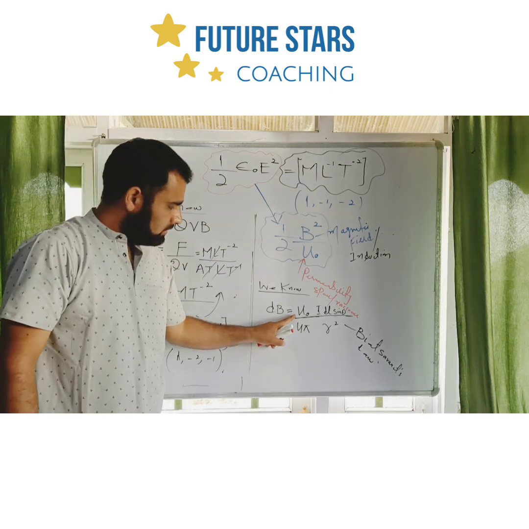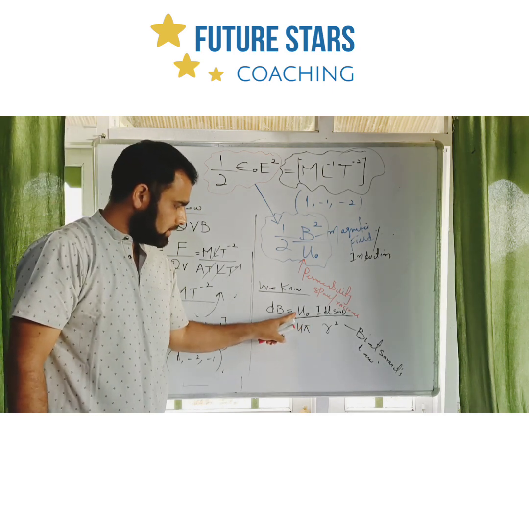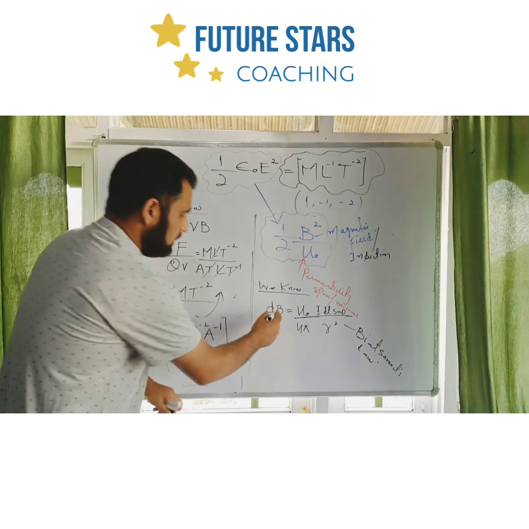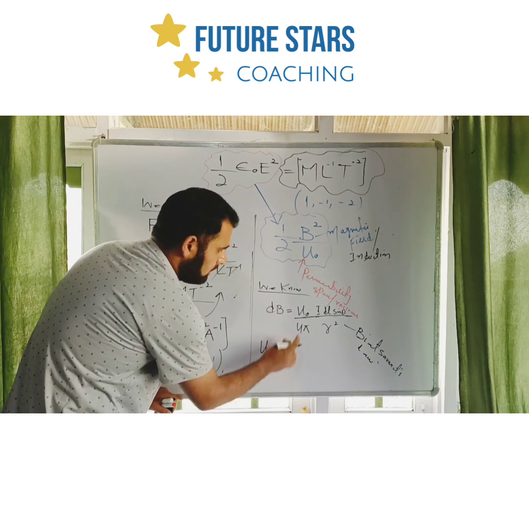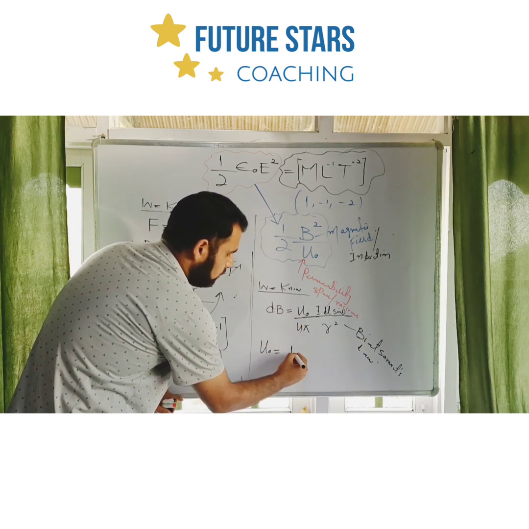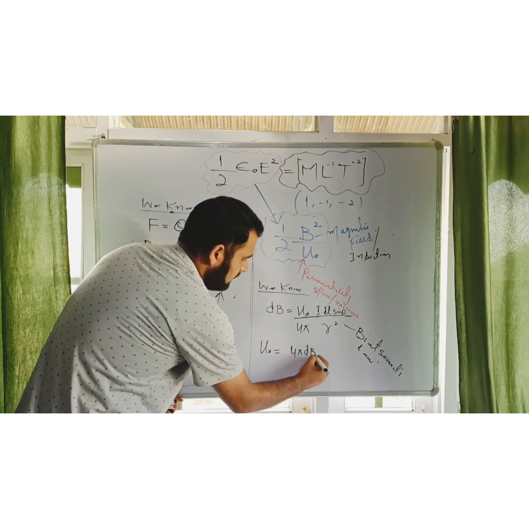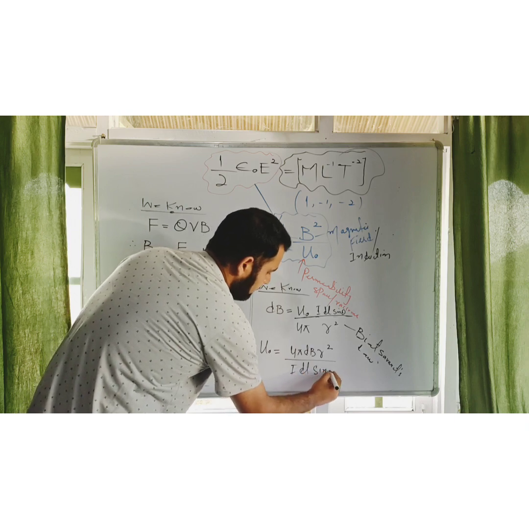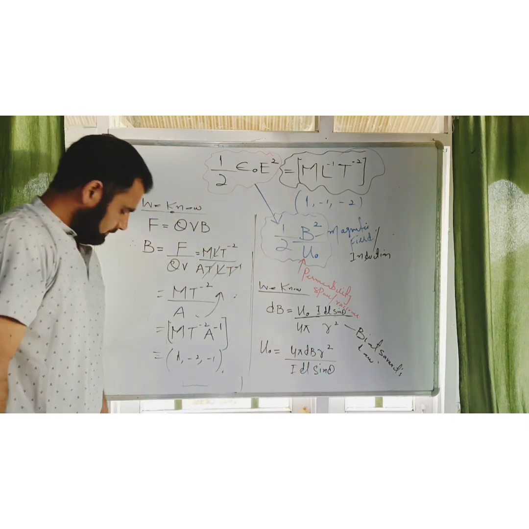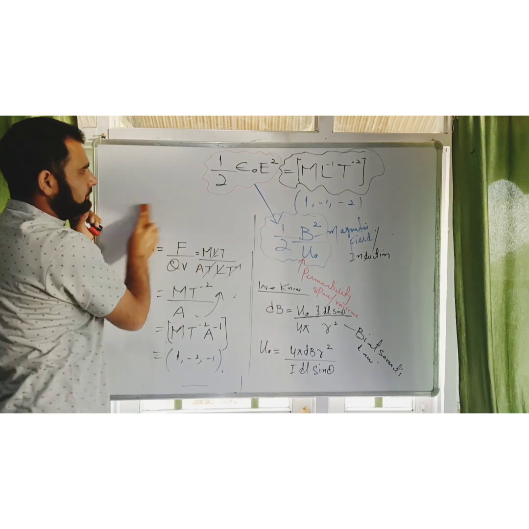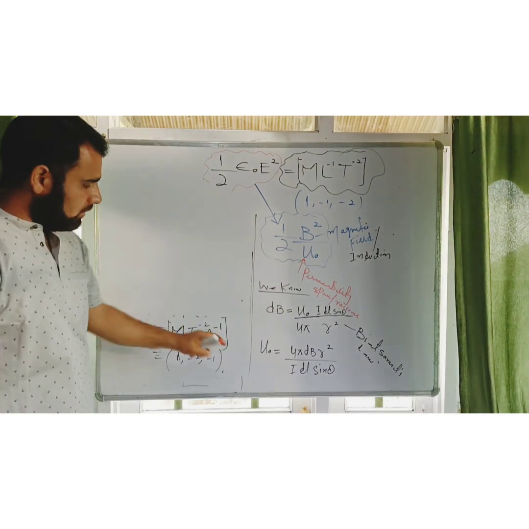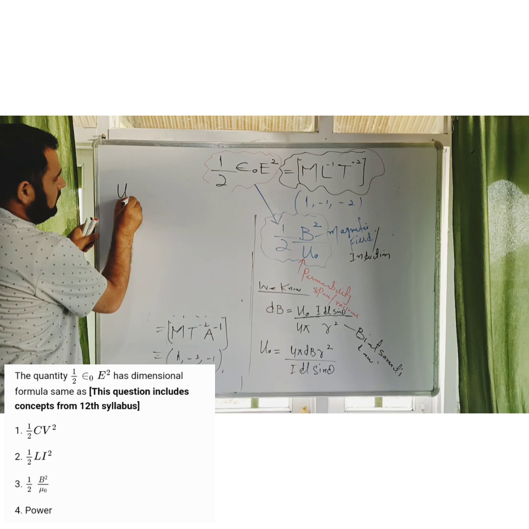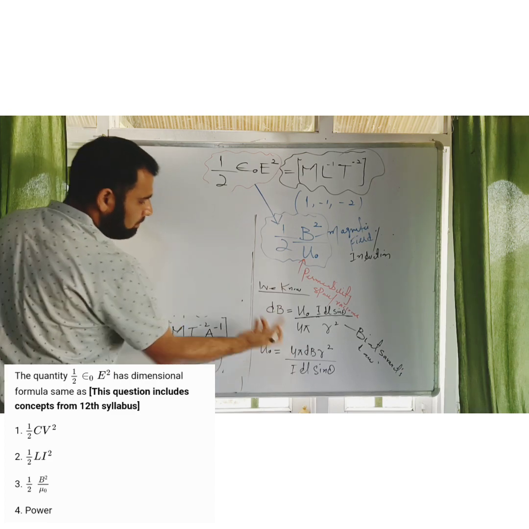So from here we can deduce, or simply trace out, the dimensional formula of this mu naught, that is the permeability. So in a simple manner we can calculate the dimensional formula of mu naught: it is 4 pi dB r square divided by I dl sin theta. Now, looking at this permeability of vacuum, mu naught, it is equal to 4 pi, dimensionless.